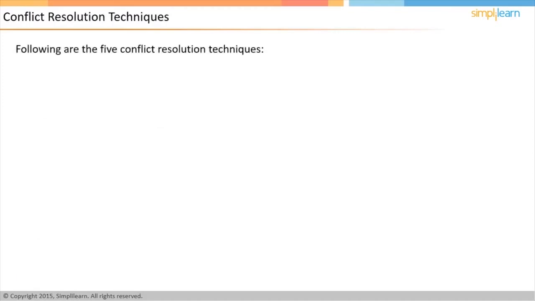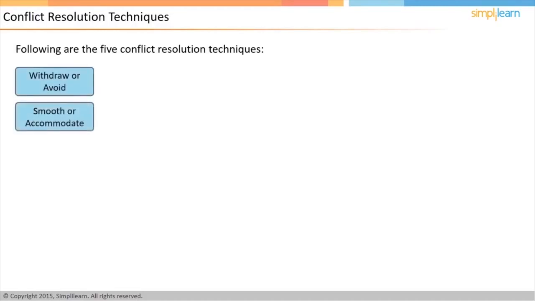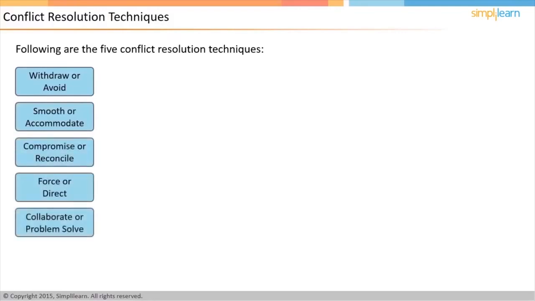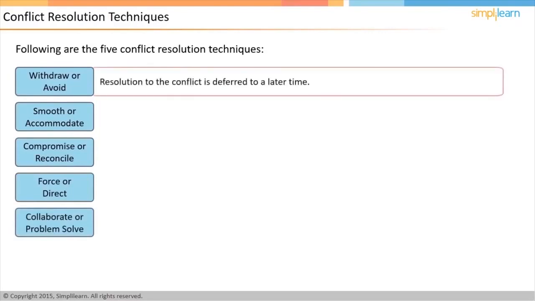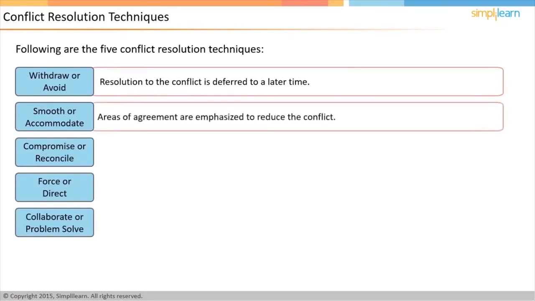There are 5 techniques of resolving conflict. They are withdraw or avoid, smooth or accommodate, compromise or reconcile, force or direct, collaborate, or problem solve. In withdraw or avoid, one retreats from a potential conflict situation or defers the resolution to a later date. This does not resolve the conflict, but allows for more time. In smooth or accommodate, areas of agreement are emphasized to reduce the intensity of the conflict. Again, this does not on its own result in a resolution, but it may succeed in changing the perceptions about the situation.